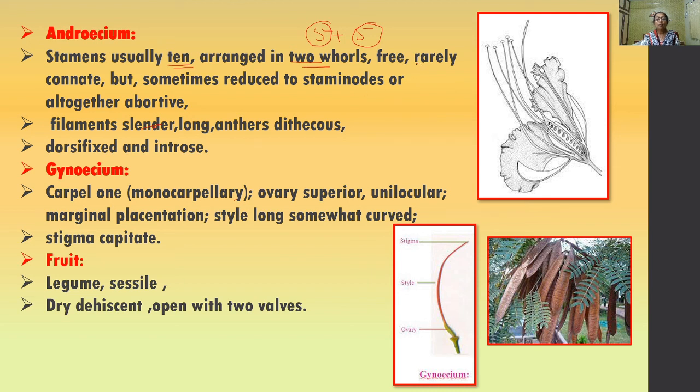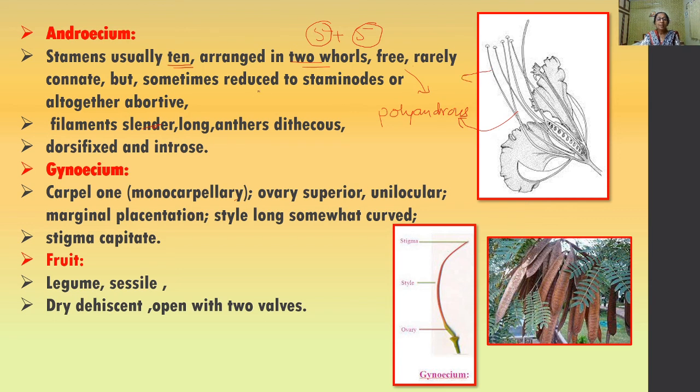They are free from one another. When they are free from one another, we call that condition a polyandrous condition. They are not united with each other, and they are not united with the petals. So, we call them a polyandrous condition. You can see in this photo, I have shown the number of stamens present.